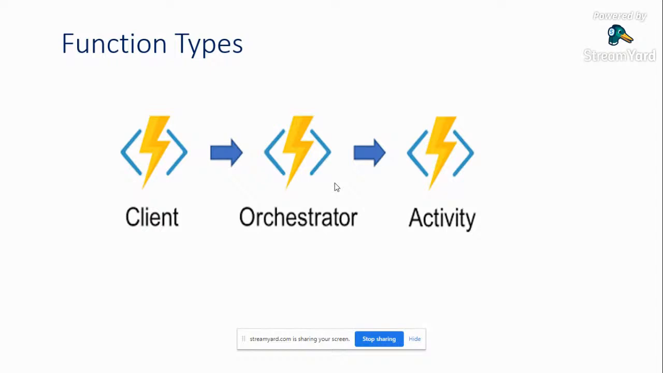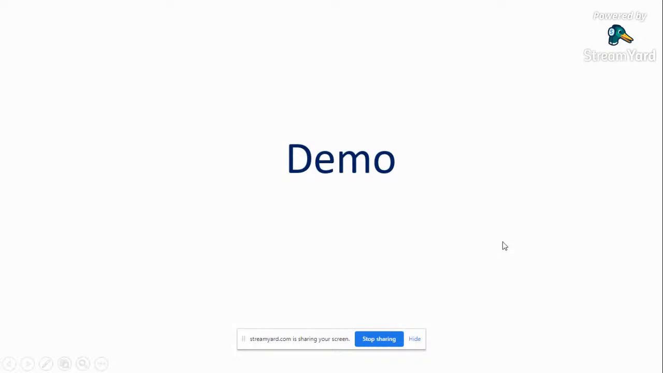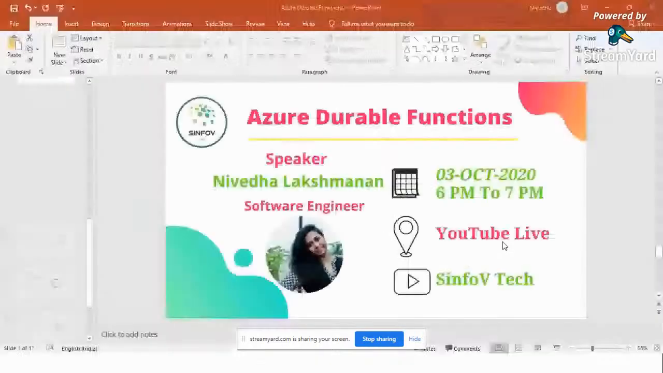The first one is the client function. This client function is the one that actually starts the whole process. The client function will call the orchestrator function. The orchestrator function's code will contain the calls to the activity functions, and this orchestrator function is the one that coordinates all the activity functions. It will maintain the state as well. And then the activity function is the place where the actual function gets executed. So that's all. We'll see a demo also.